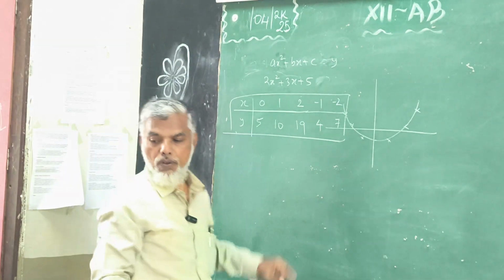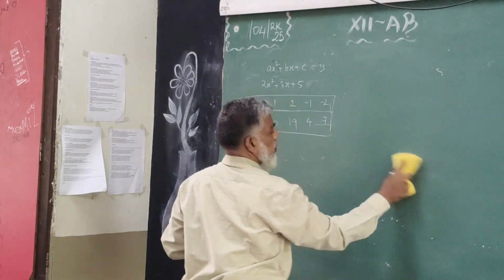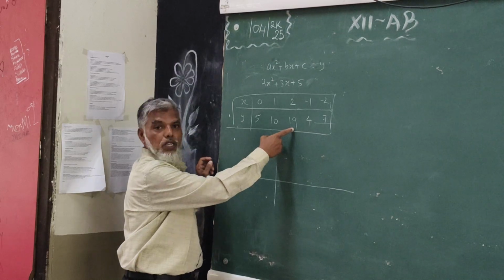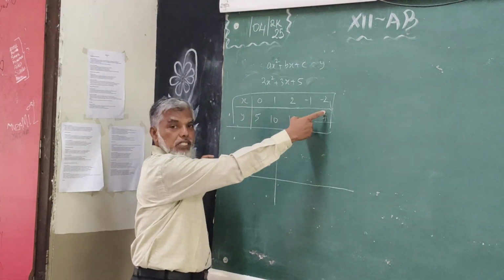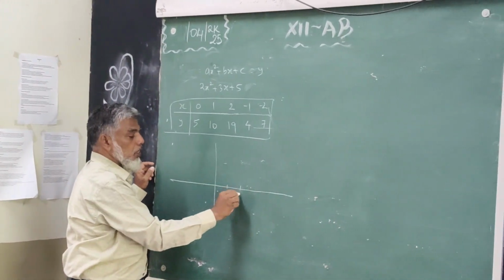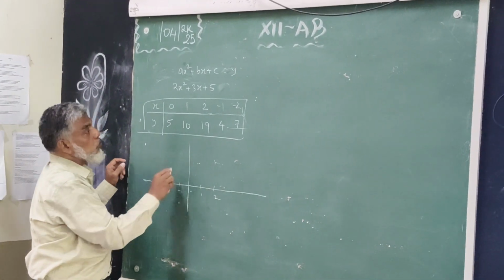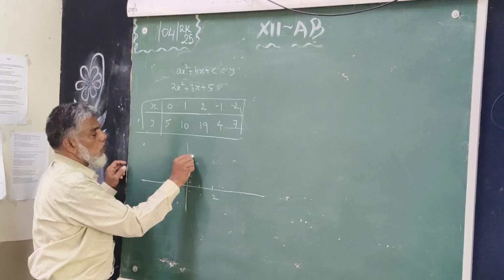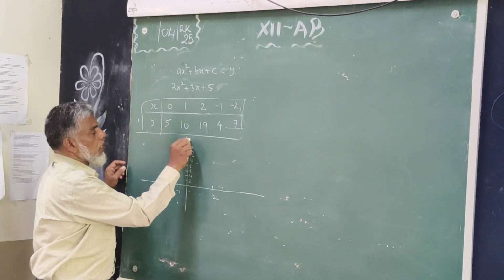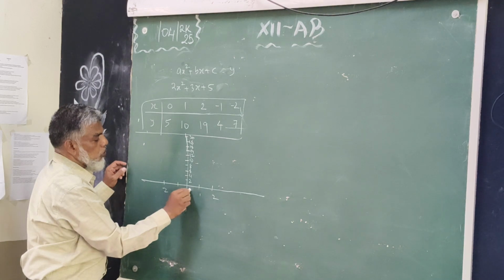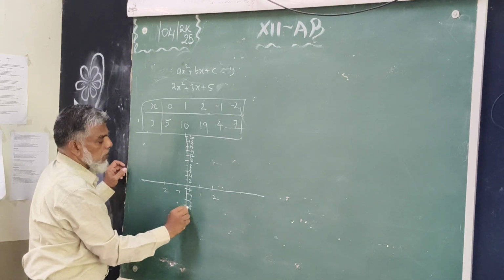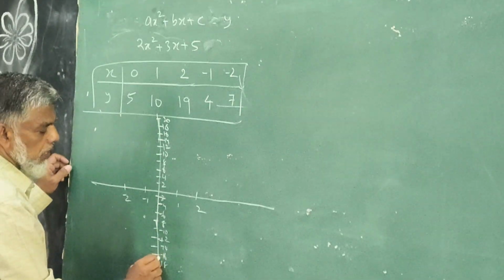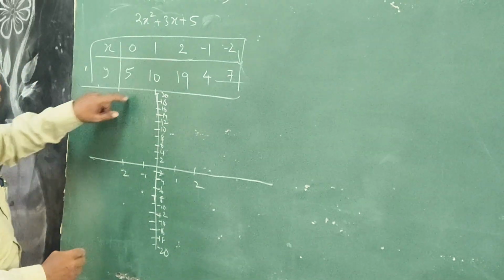0, 5. Maximum value 19. Maximum value for x is 2. For 1, 2. Here minus 1, minus 2. Here 19 we should go. So 2, 4, 6, 8, 10, 12, 14, 16, 18, 20. Here minus 2, minus 4, minus 6, minus 8, minus 10, minus 12, minus 14, minus 16, minus 18, and minus 20.